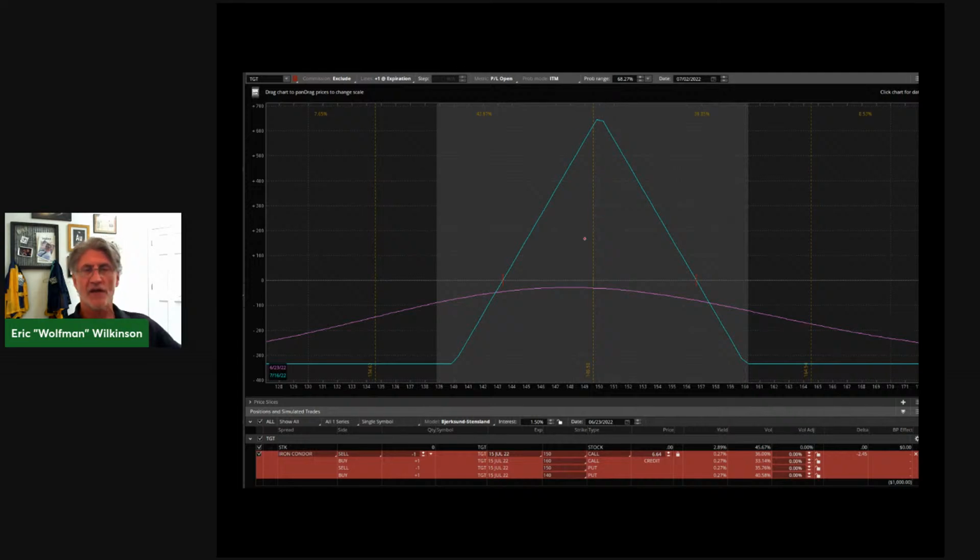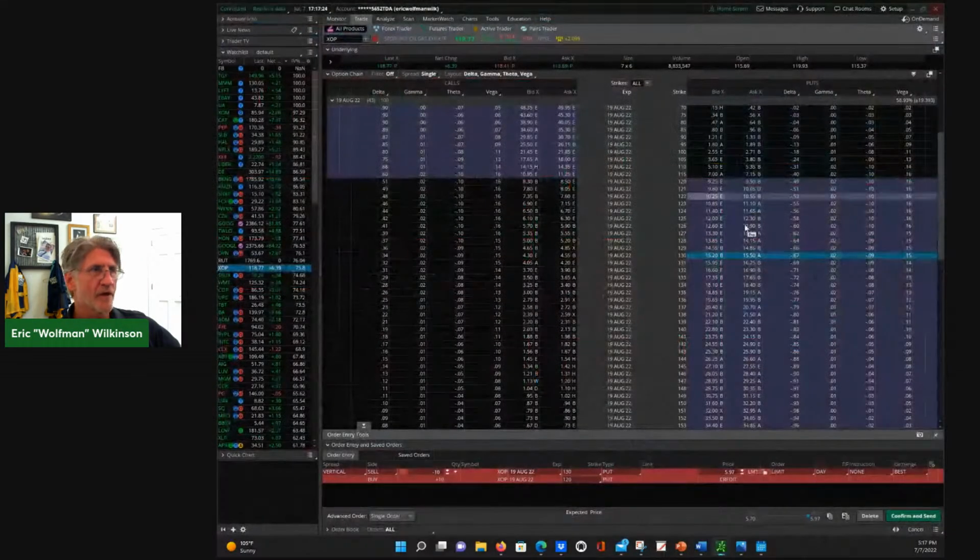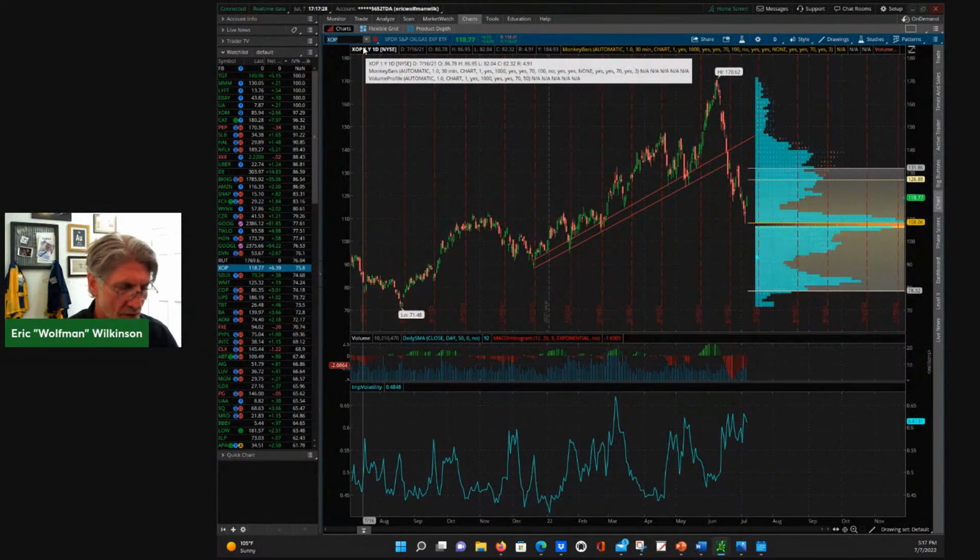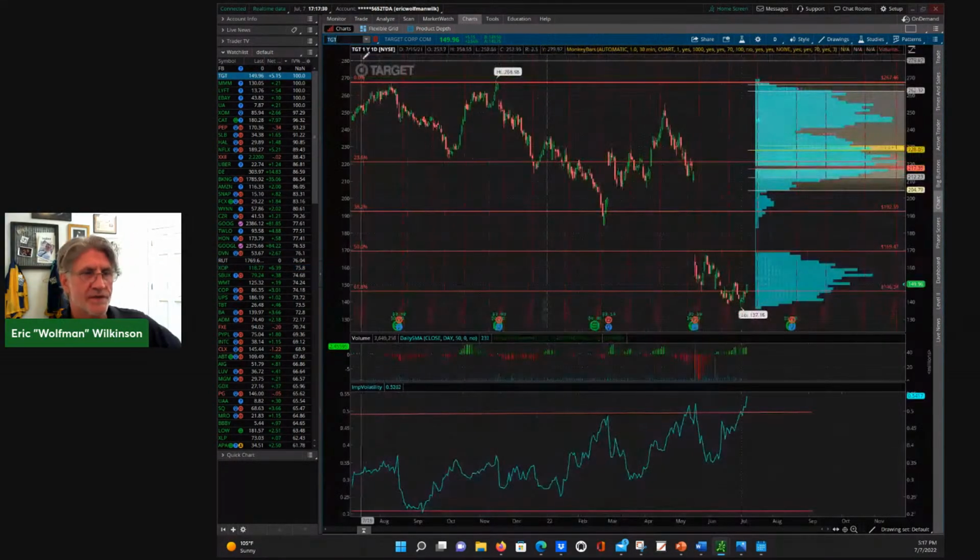Max profit is if the underlying ended up right there at 150 at the end of the day, or at the end of our option expiration. We got a nice credit, break evens. We talked about all that. Now let's go back to our platform here and just look at Target. I'll go to the charts. Let's look at Target. See what it's done differently now.